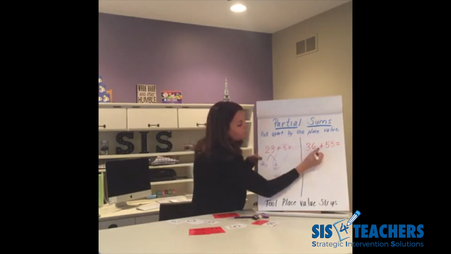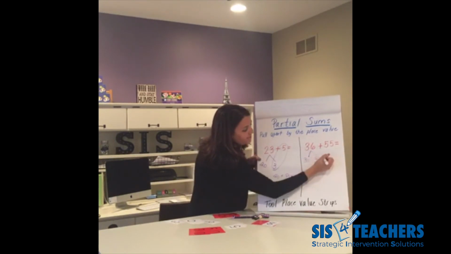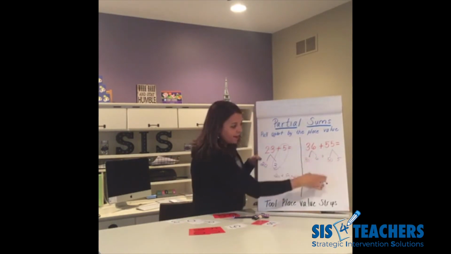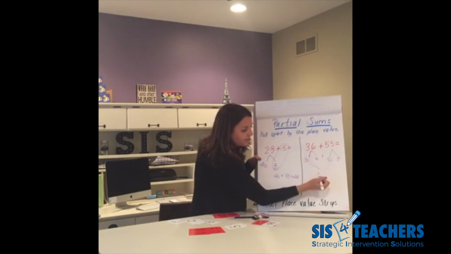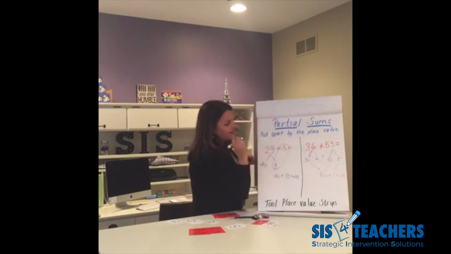If I drew a pictorial representation, it would look like this. 30 and 6 plus 50 and 5. I'm going to put these two back together, so I'm going to compose the 50 and the 30 back together to get 80, and I'm going to add my 6 and my 5 to get the 11. And when I add that together, I get the total of 91.